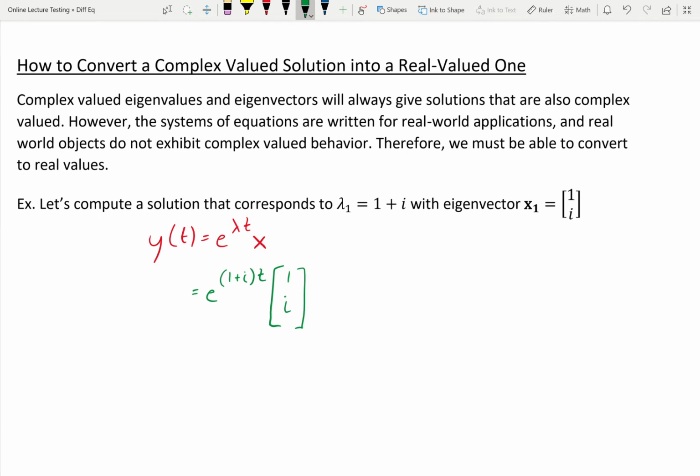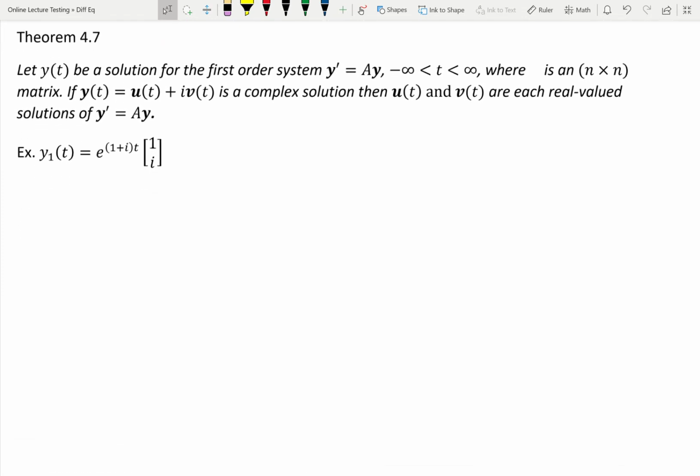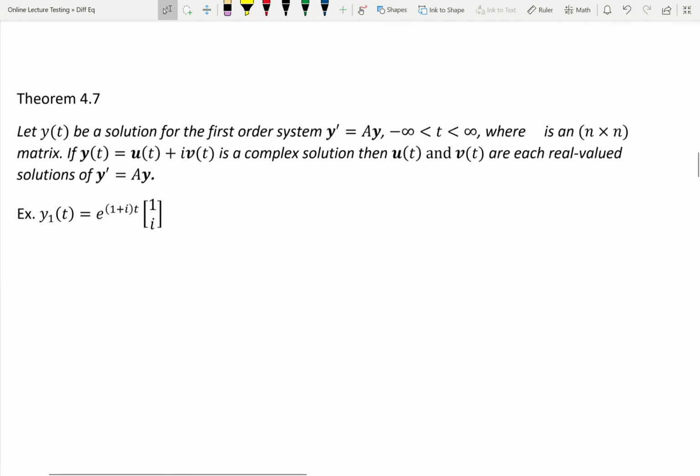So how can we convert that? This is where Theorem 4.7 is going to come into play. So 4.7 says let y of t be a solution for the first order system y prime equals Ay, where t is any value on the real axis, from negative infinity to infinity, where A is an n by n matrix. Okay, so if y of t is equal to u of t plus i v of t, so notice here that we're introducing new vector functions, is a complex solution where u of t and v of t are each real valued solutions of y prime equals Ay. So this is the cool part, just like before in chapter 3, where we got to use these real valued pieces, that's what we're going to be using as our solutions as well.